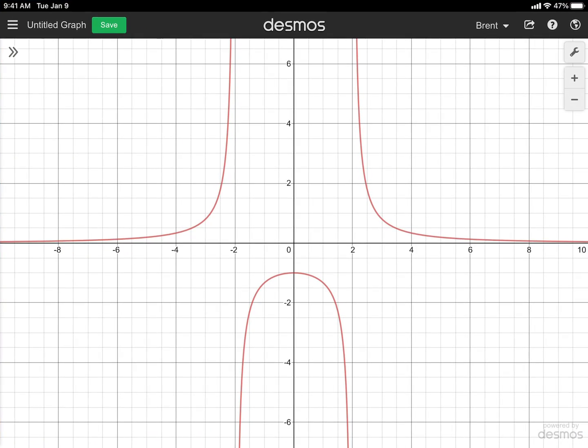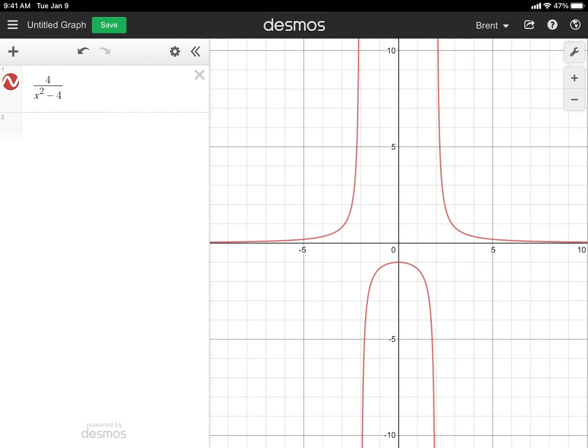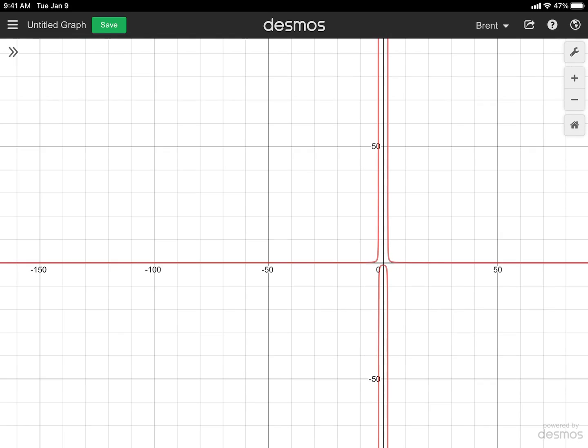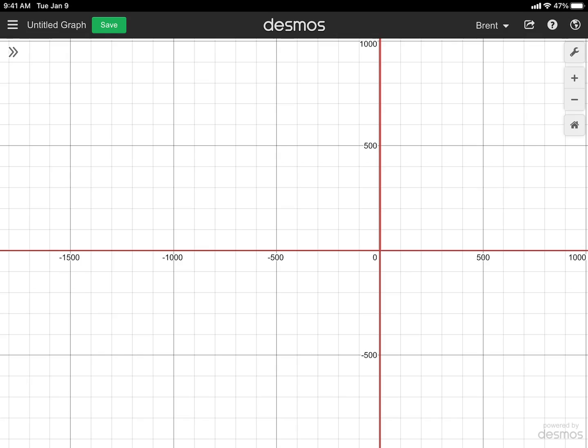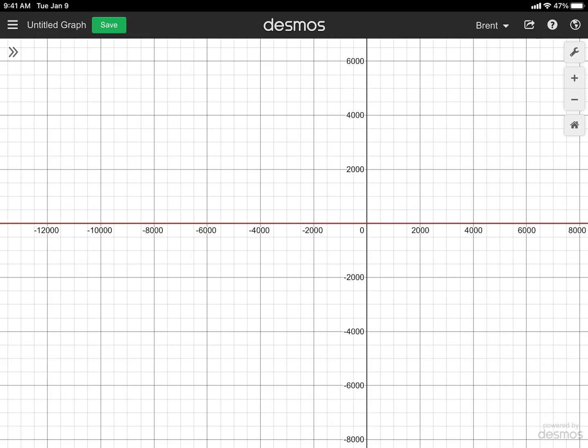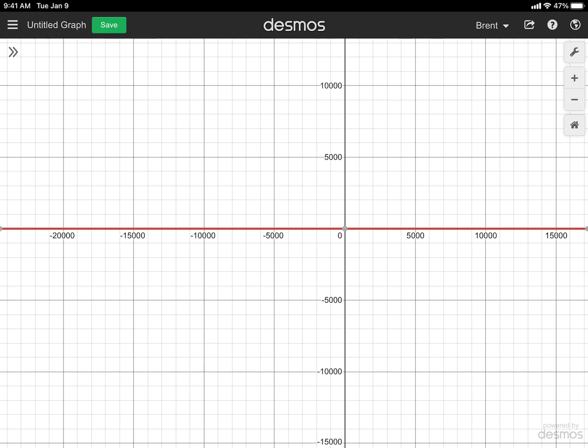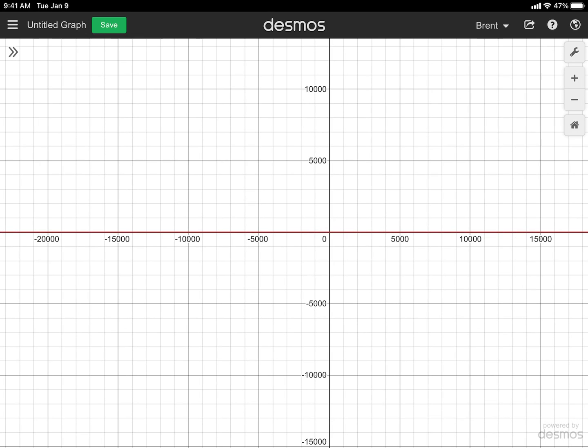On Desmos here, I've got that in. We've got our two vertical asymptotes, because the bottom would factor to +2 and -2 because of the difference of squares. Let's focus more on what happens at extremely large values. If I start zooming out far enough, eventually this graph just looks like a flat line at y equals 0.